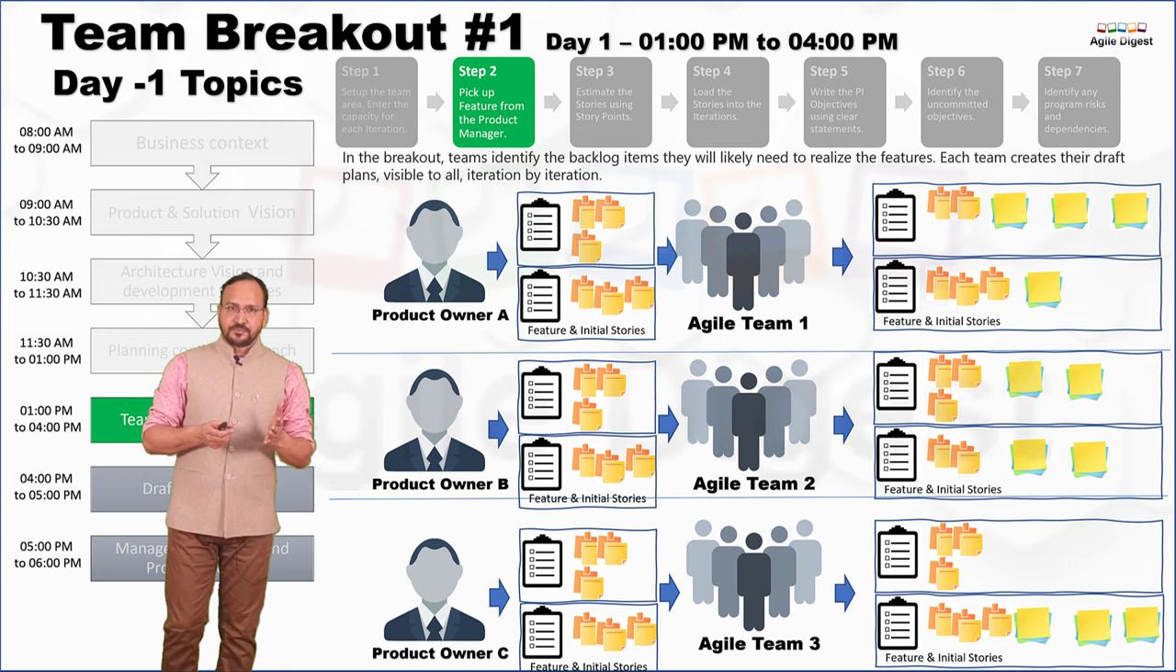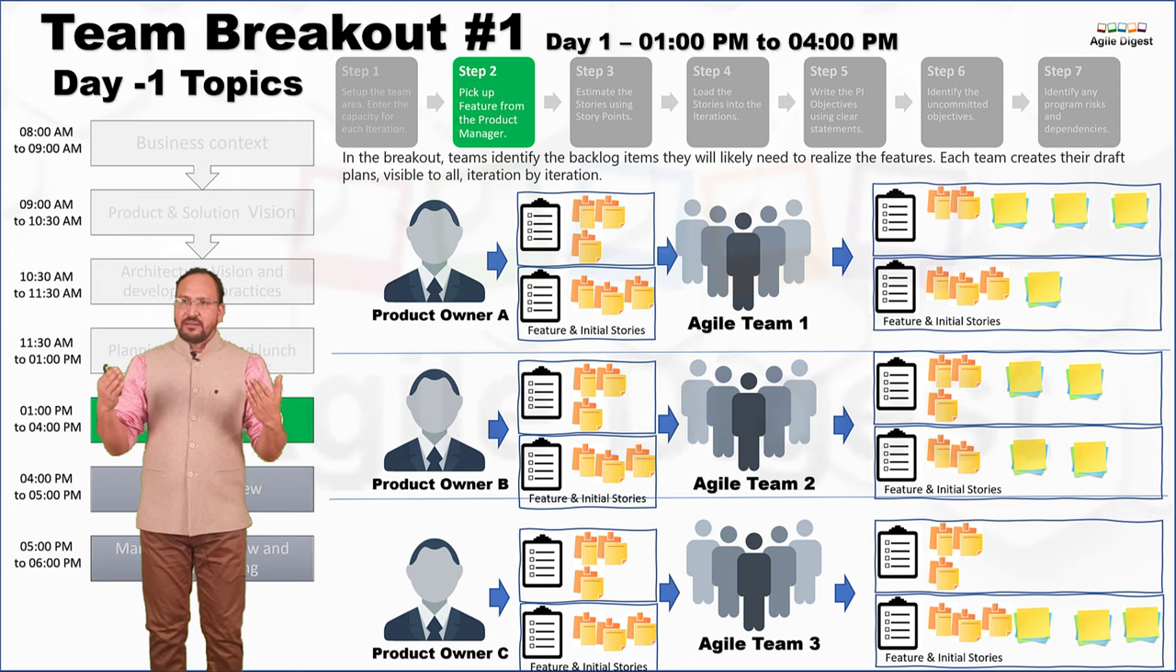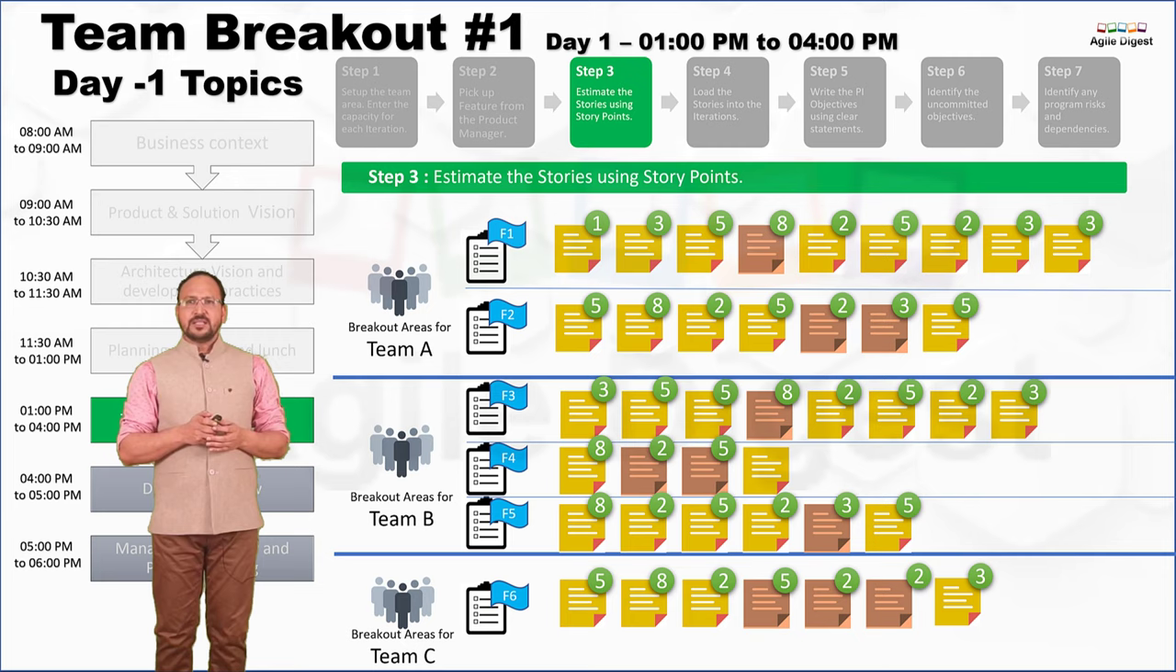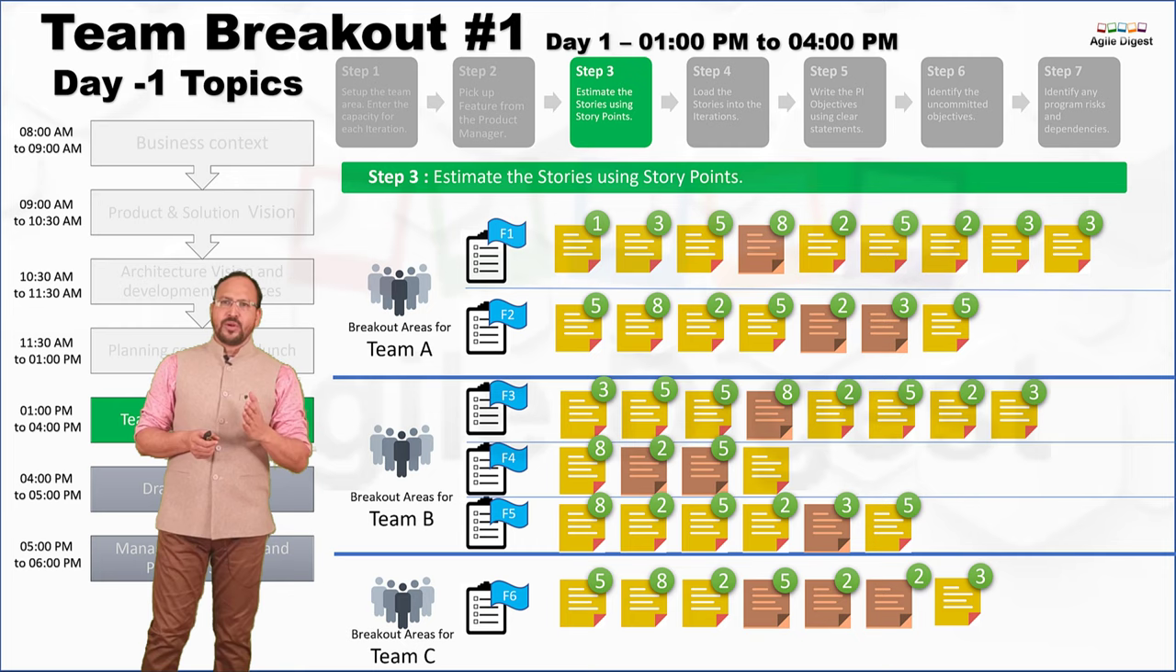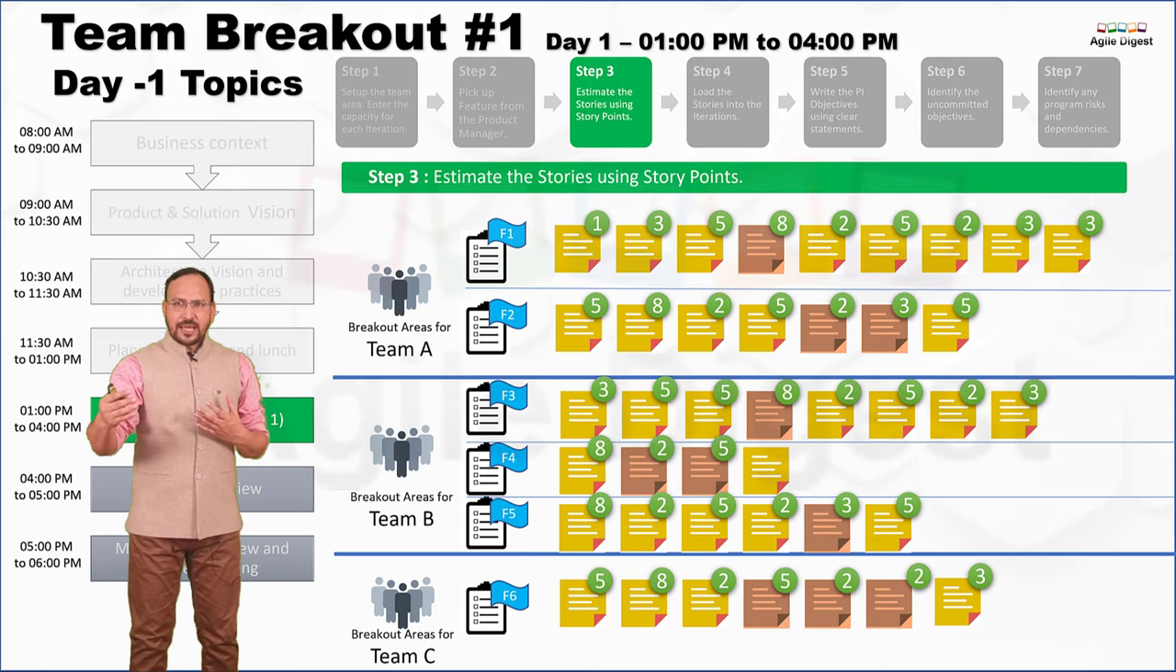So now within this particular step, the stories are broken down from the features as necessary. They have already planned it, and the next step we'll be doing is estimating the story points. Each team member will estimate each story on a Fibonacci series. They will give story points, and maybe they can use planning poker.